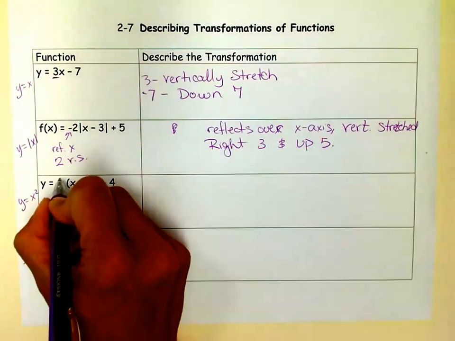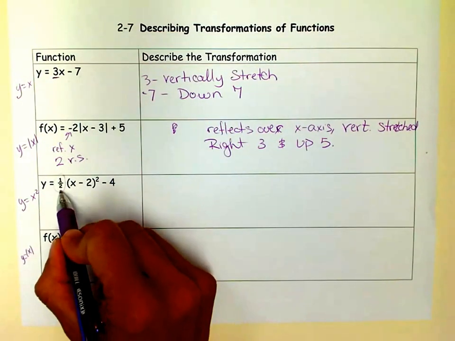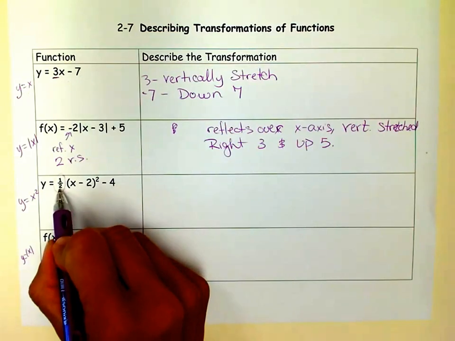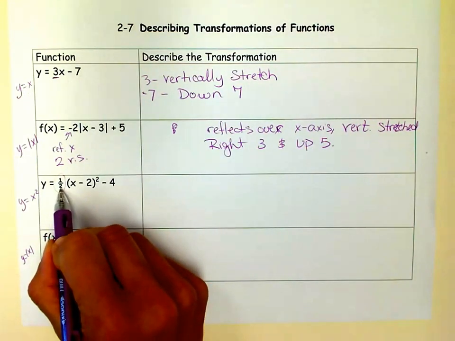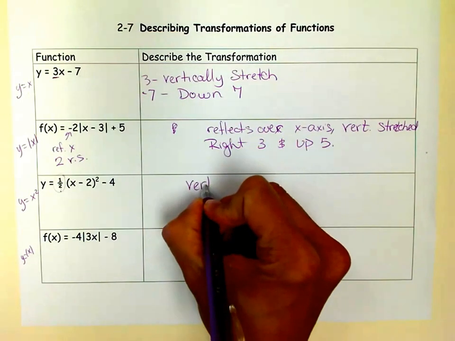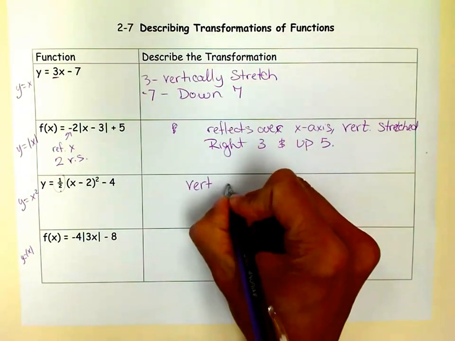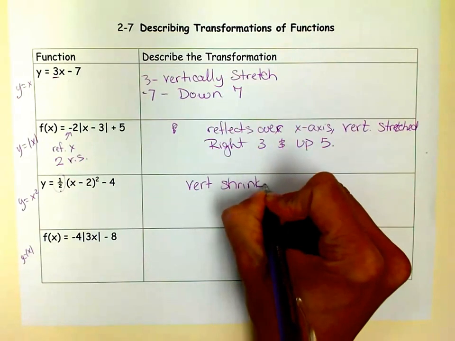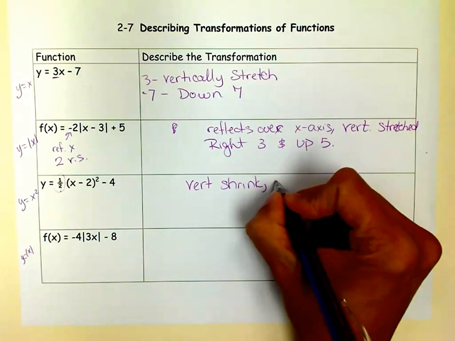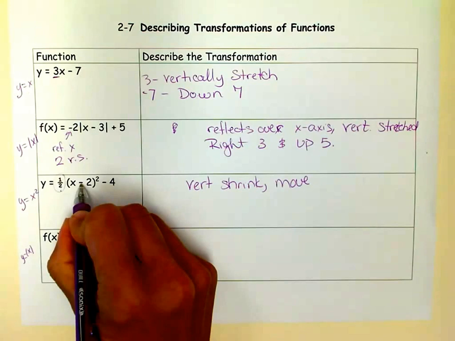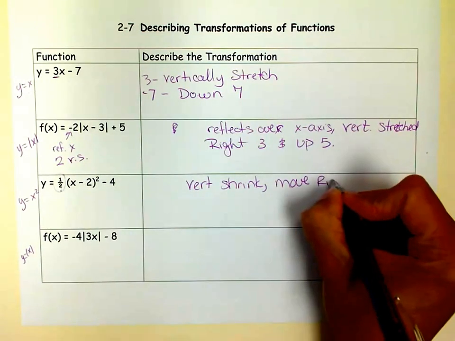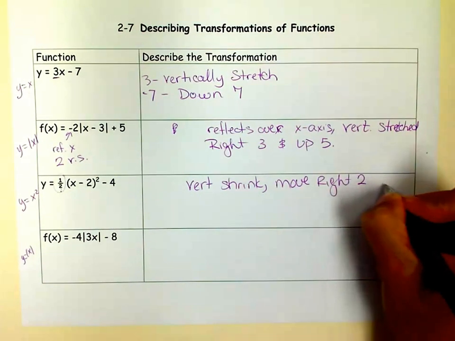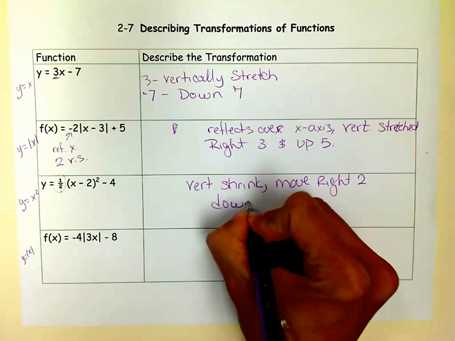Alrighty, over here you'll notice I have something out in front again. So it's still a vertical stretch or shrink, but because it's between 0 and 1, I vertically shrink this time. So it's a vertical shrink, and then I move negative, so I move right 2 and down 4.